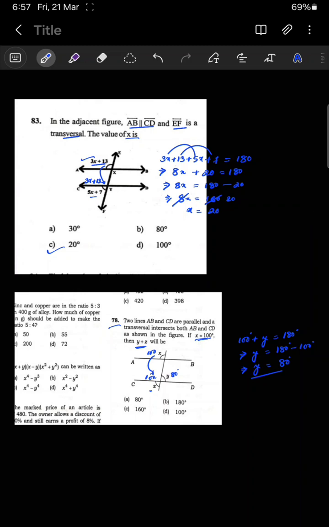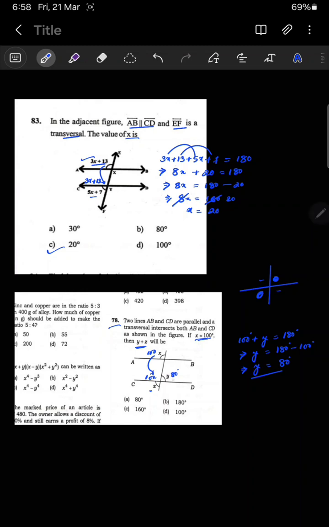Now one thing you have to know: if y is 80 degrees, then what is the z angle? Here I'll give you one more concept. They are called vertically opposite angles. Vertically opposite angles means, suppose you have two straight lines. If they intersect, they make 4 angles, 1, 2, 3, 4. So this one and this one are called vertically opposite angles. And you have to remember that vertically opposite angles are equal.